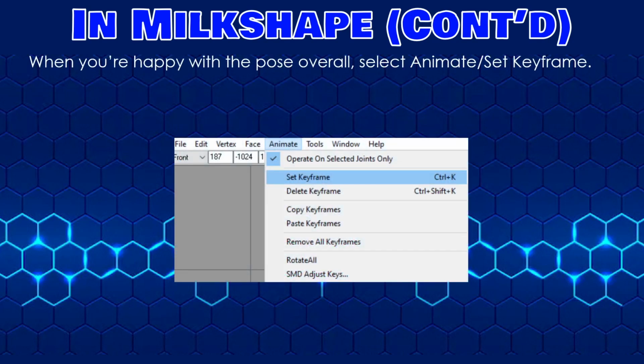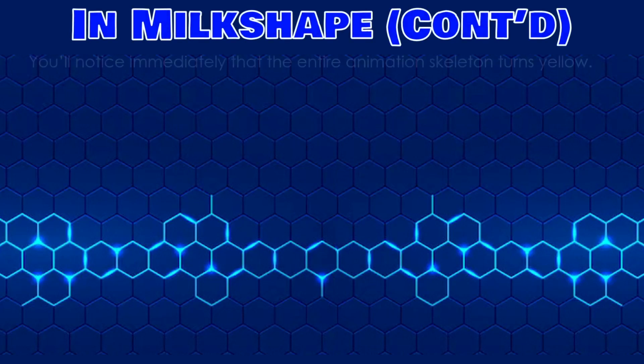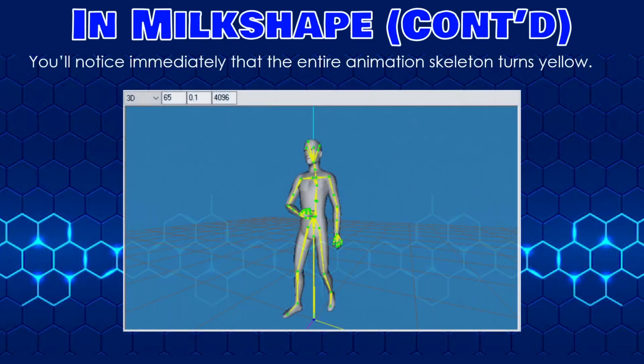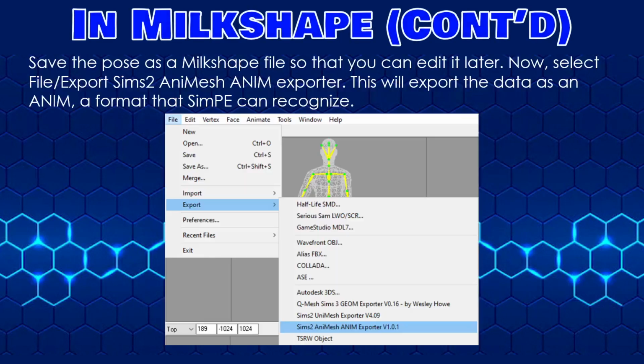Then when you're happy with the pose overall, you select Animate, Set Keyframe. And what that does, once you hit set keyframe, it's going to change the entire skeleton yellow. So you should have this yellow outline all the way from the AU scale joint down. The whole thing just turns yellow. Now we save the pose as a Milkshape file. That way we can go back and edit it later if we need to.